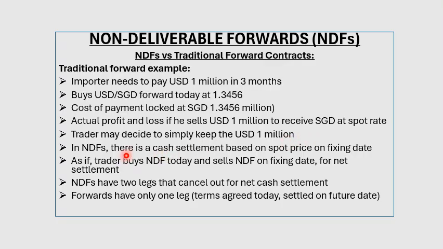In NDFs, on the other hand, there is a cash settlement based on the spot price on the fixing date. It is as if the trader buys the NDF today and sells the NDF on the fixing date for a net settlement a couple of days later. Hence, we can think of the NDFs as having two legs that cancel out for a net cash settlement. Forwards have only one leg, the terms of which have to be agreed today, but settled on the agreed future date. Now let's get back to NDFs.